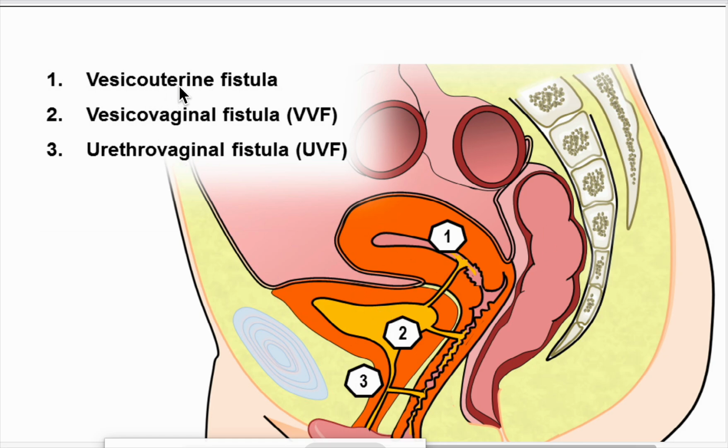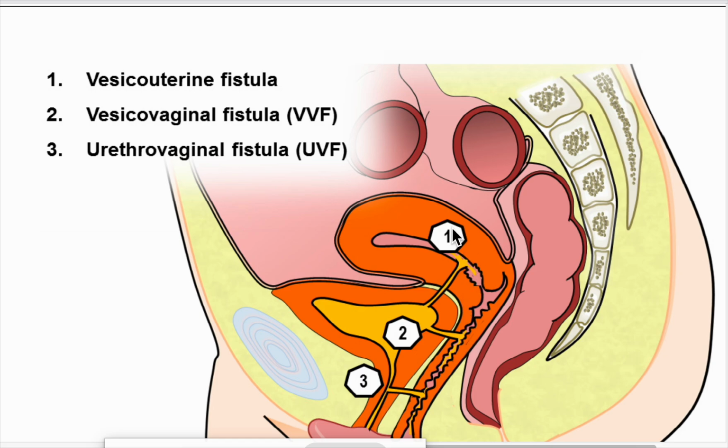The first one is the vesicouterine fistula. If you see here, this is the uterus, and from the uterus to the bladder, this is a connection between the uterus and the bladder, so we call it a vesicouterine fistula. Then another one is the vesicovaginal fistula, meaning there is a connection between the bladder and the vagina.